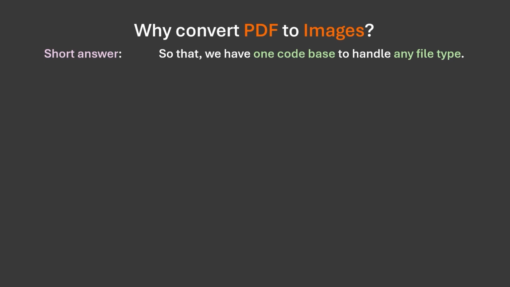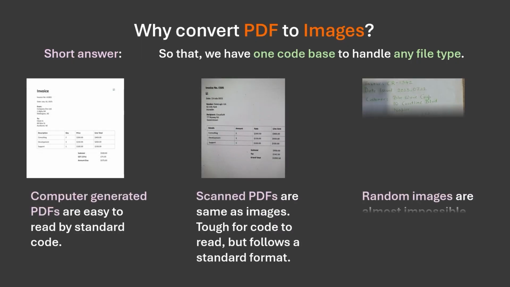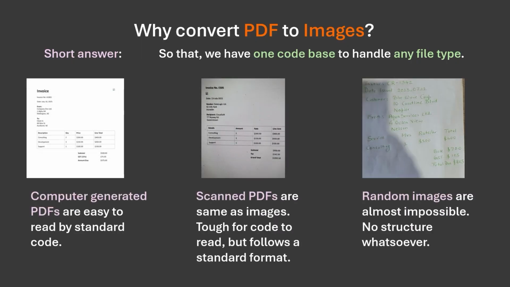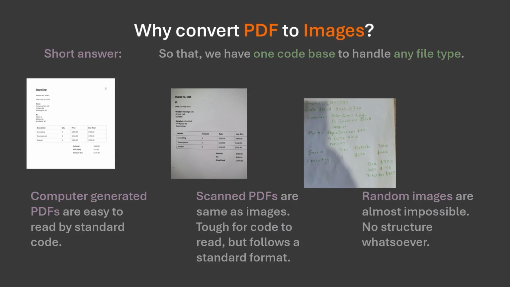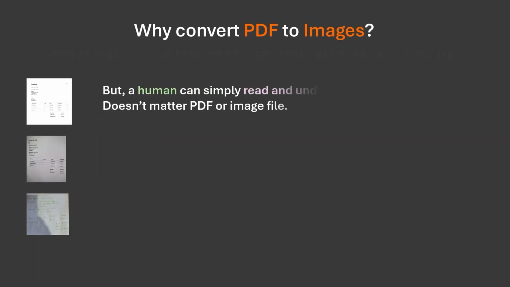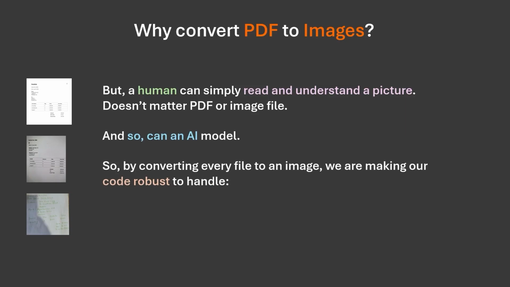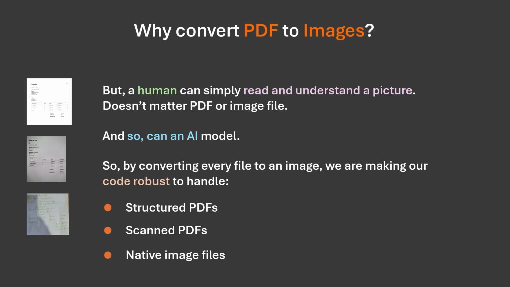So now the question is, why convert PDFs to images? This creates a universal format for the AI. Some PDFs, as we have seen in the demo, are just scanned images with no selectable text. And by turning every document into an image, we allow our AI model to see the invoice just like a human would, interpreting the visual layout to understand the context. This single robust approach works for all invoice types, structured PDFs, scanned PDFs, and native image files, and we don't need to change our core logic.